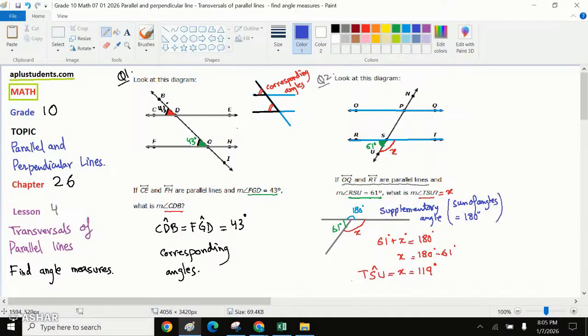Okay, so now we have looked at two possibilities over here. The first one was corresponding angles, and the second one is a supplementary angle. Okay, any questions? Okay, let's move on to the next question.